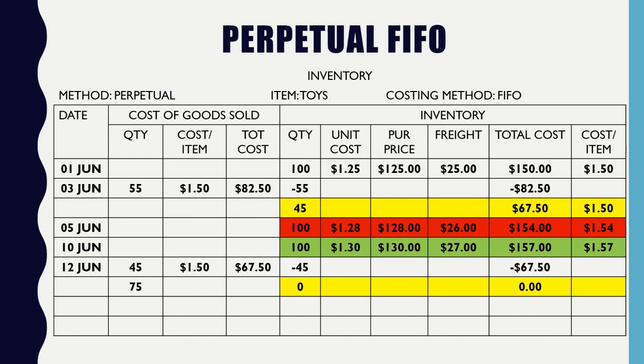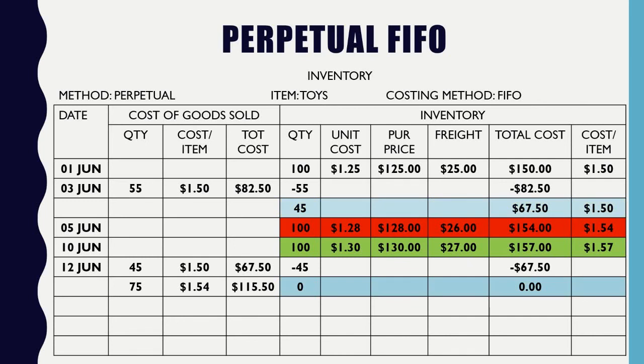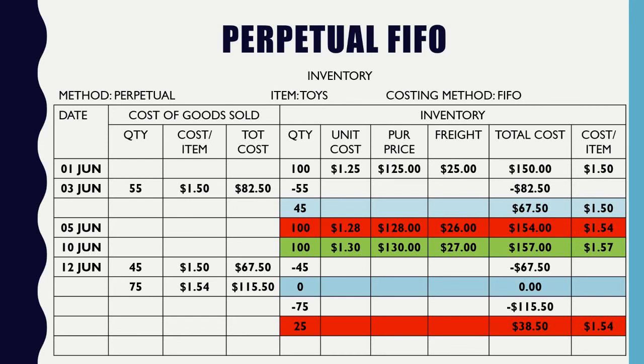The cost per item for the red batch is $1.54. So in this case, 75 times $1.54 gives you $115.50. So this is what I've got to do now. I've got to subtract from the red batch the 75 with $115.50 to get a grand total left of the red batch to be 25 left at $38.50. Okay, which still gives you the cost per item of $1.54.